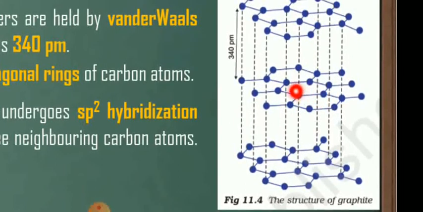Here these blue dots indicate a carbon atom. Carbon atom undergoes sp2 hybridization. Each carbon is bonded to how many neighboring carbon atoms? 3 neighboring carbon atoms. Consider this one. Okay, look here. This carbon is bonded to this carbon and this carbon.